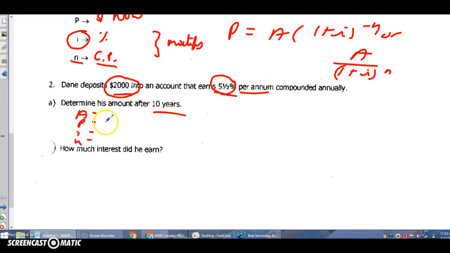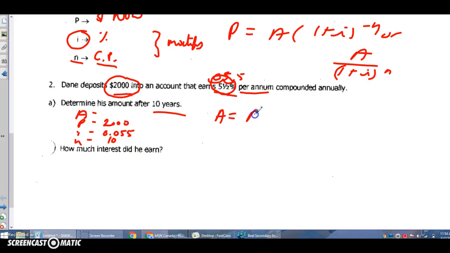So it goes here. 2,000, 5.5%, which is 0.055. Move the decimal over once, twice, 0.055, and it says 10 years per annum, so there's no modifying at all. It'll make more sense in a bit.